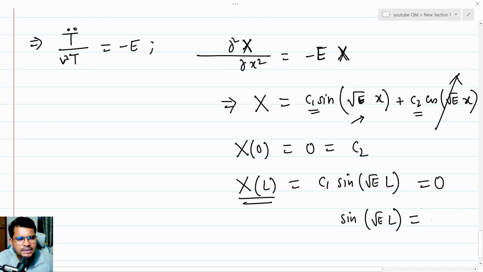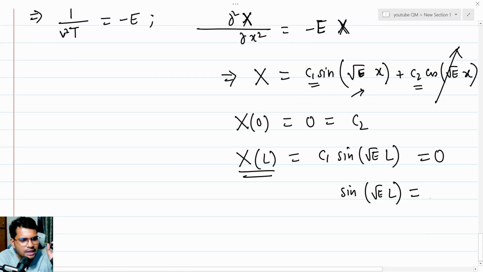And now tell me when sine becomes 0. Sine becomes 0 when the argument takes the values 0, pi, 2 pi, 3 pi, 4 pi. Therefore, I can just write it over here as n pi, right?